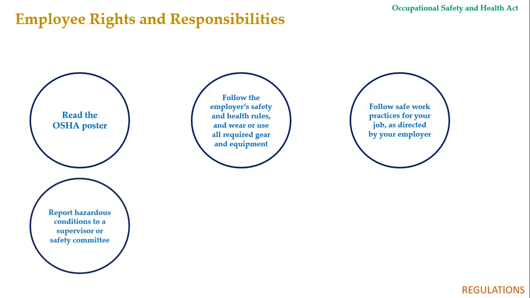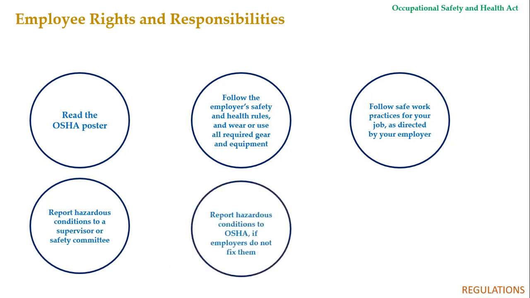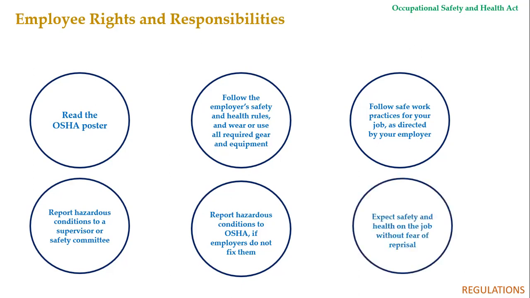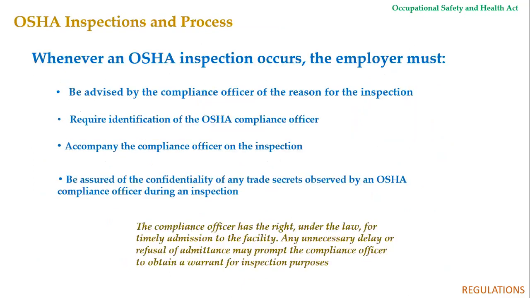The employee should report the hazardous condition to the supervisor or safety committee, and the employee should report the hazardous condition to the OSHA if employer does not fix them. And the employee should expect safety and health on the job without fear of reprisal.